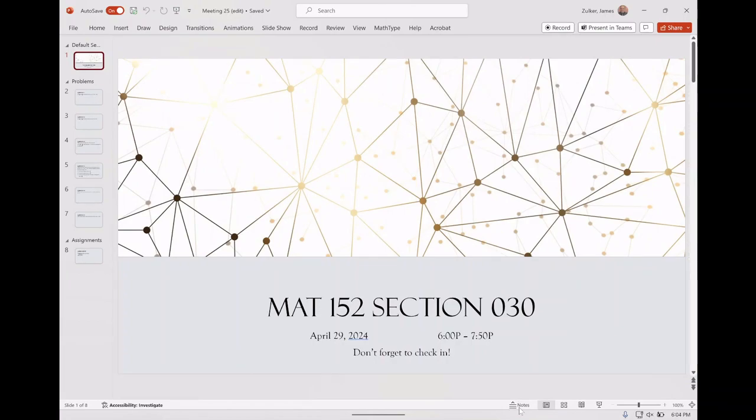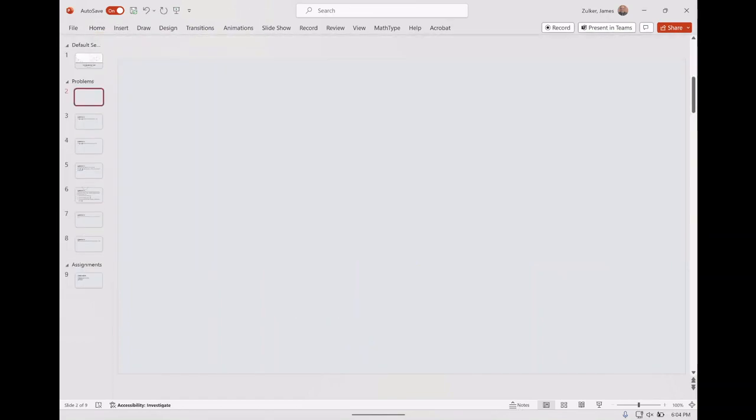We looked at parametric curves on Wednesday. Right now we're going to look at the calculus of parametric curves, starting with the slope.